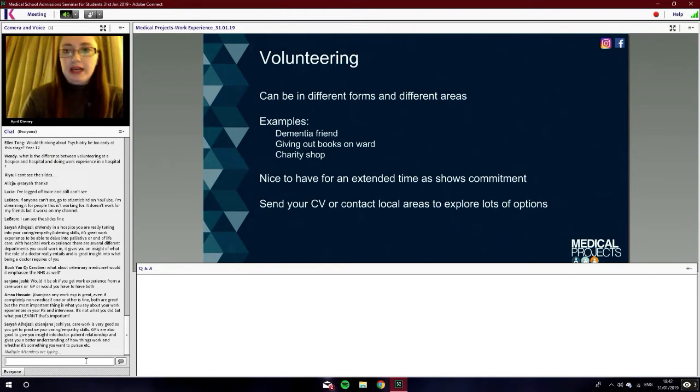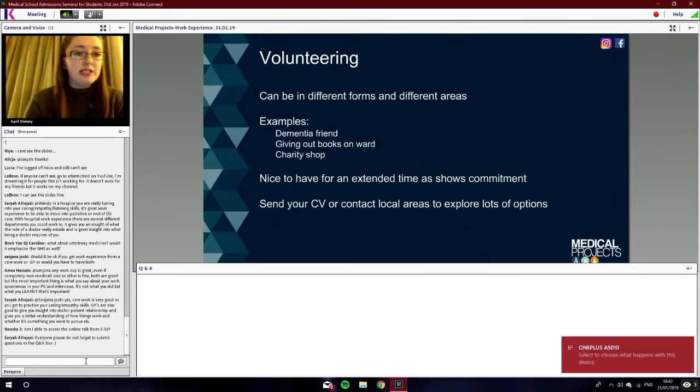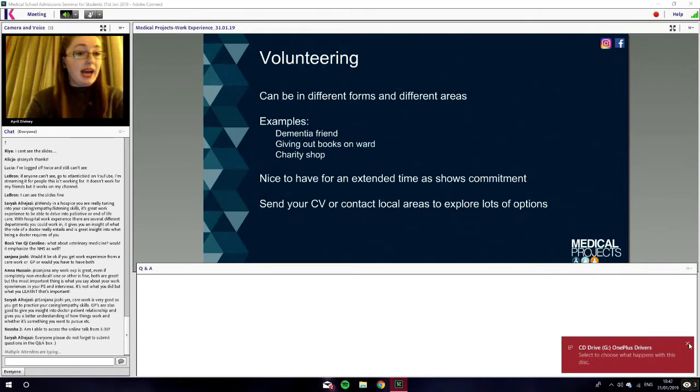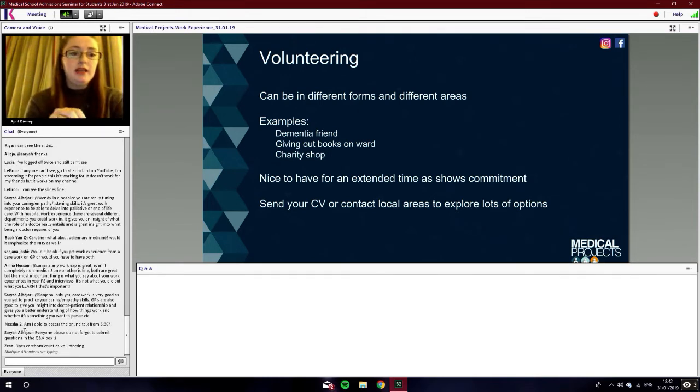So volunteering will kind of blur a little bit into when we talk about this care role. Okay. Volunteering, you can volunteer in anything. It doesn't have to be medical. So I'm talking about giving out books on a ward, working in a charity shop, volunteering in maybe an animal shelter. It's more about what you can learn from the experience, what you can get out of it as a person, and what will make you a better doctor in the future. That's what they want to see.